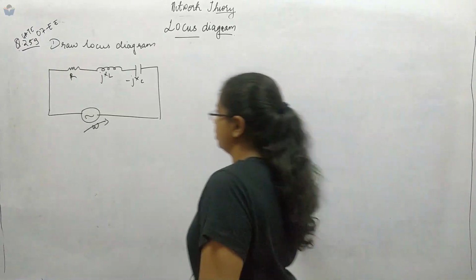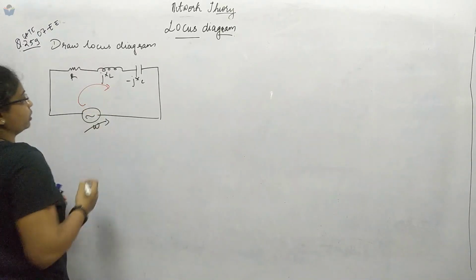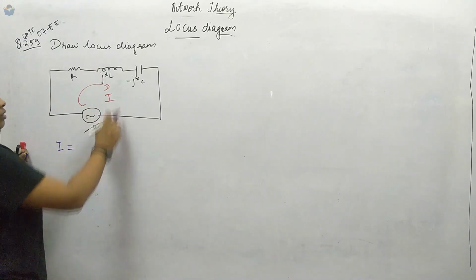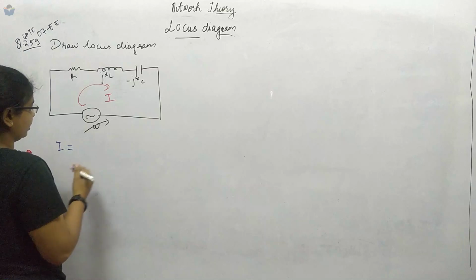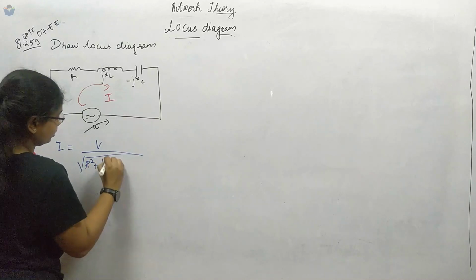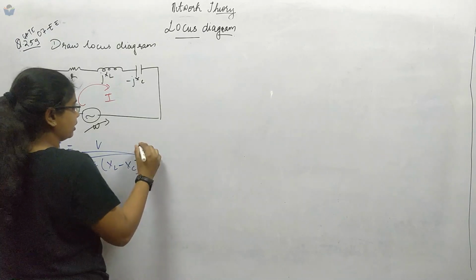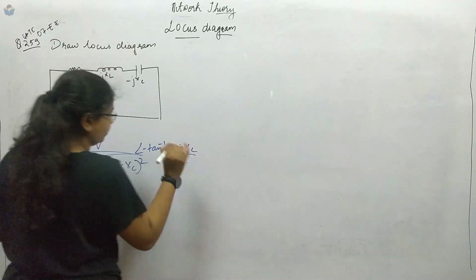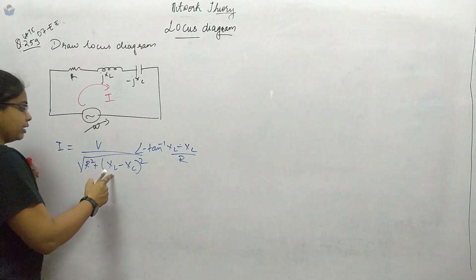Now we will take the current I in this direction. It is I equal to, we will take XL greater than XC. It does not matter, but still we will consider XL greater than XC. So V divided by the square root of R square plus (XL minus XC) whole square. The angle will be, since we are taking it as inductive, minus tan inverse of (XL minus XC) divided by R.